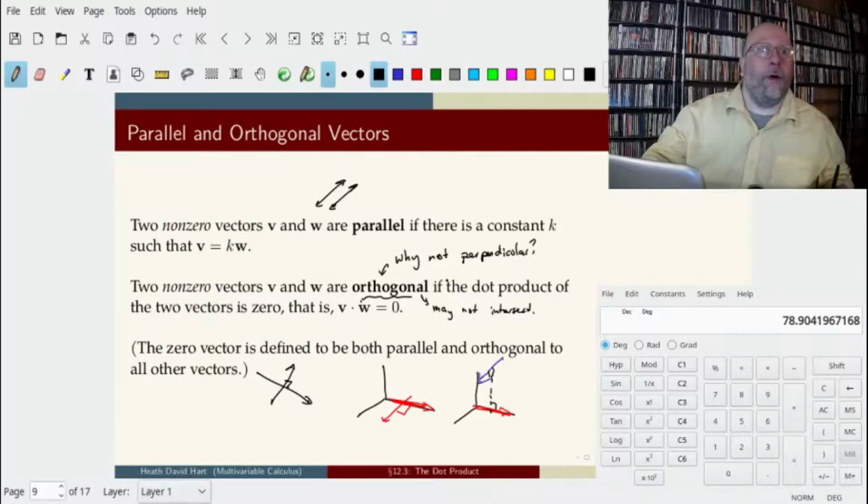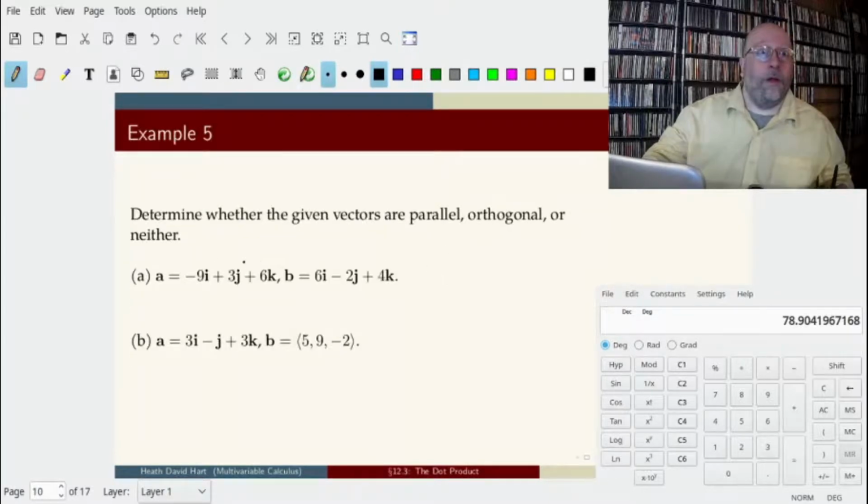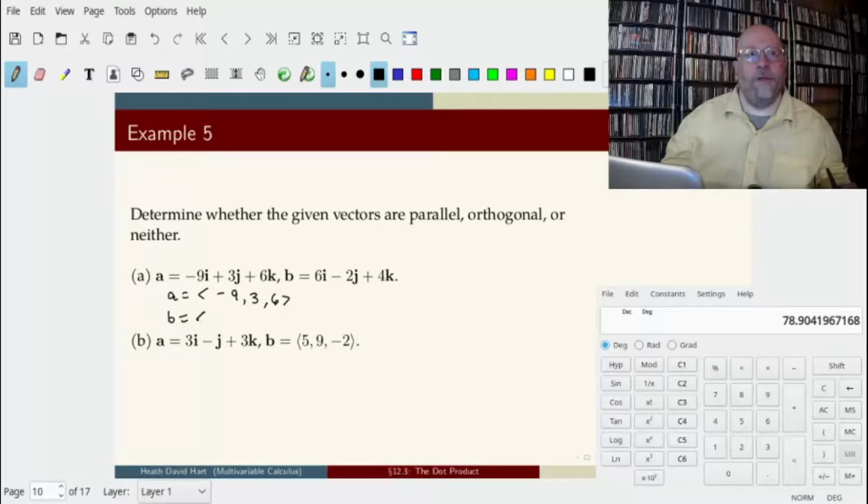All right. So let's look at this example. Let's determine whether these vectors are parallel or orthogonal or neither. So the first pair of vectors, I'm going to write these out as coordinate triples. A is -9, 3, 6. And the second vector B is 6, -2, and 4.